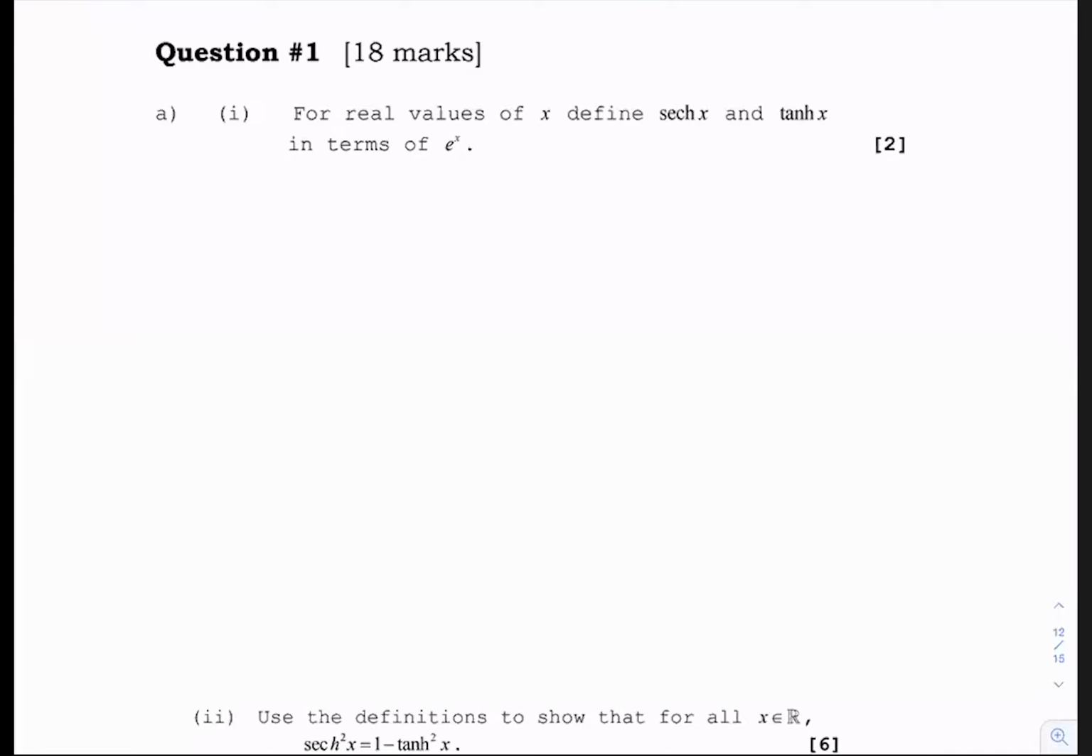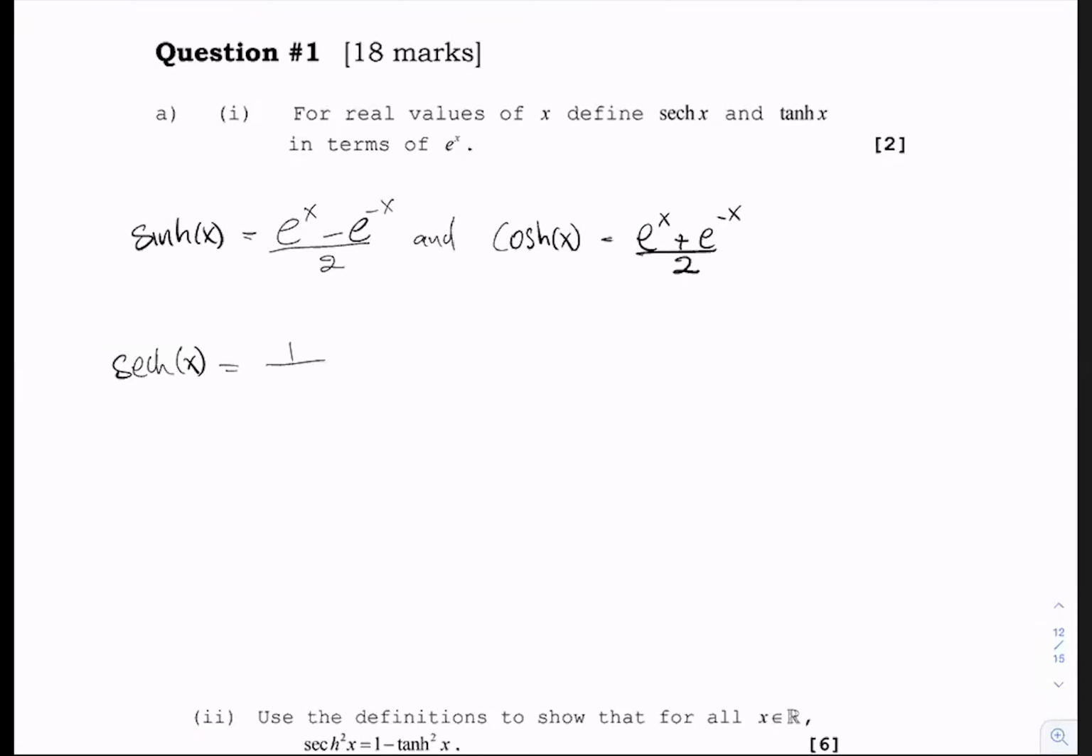Right? So we jump right in. Recall that sinh of x is equal to e to the x minus e to the minus x, divided by 2, and cosh of x is equal to e to the x plus e to the minus x, divided by 2. From this, we can define the sech function, our hyperbolic secant, as the reciprocal of cosh of x. This then gives us 2 divided by e to the x plus e to the minus x.